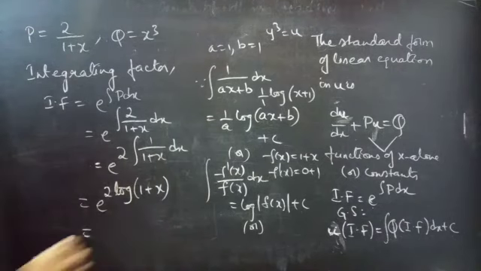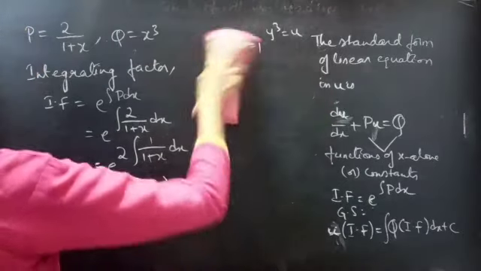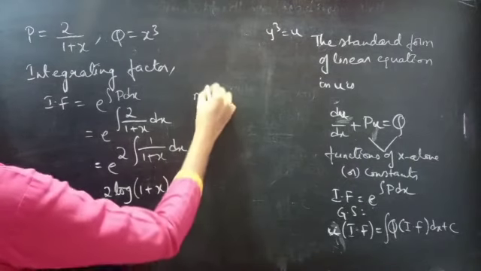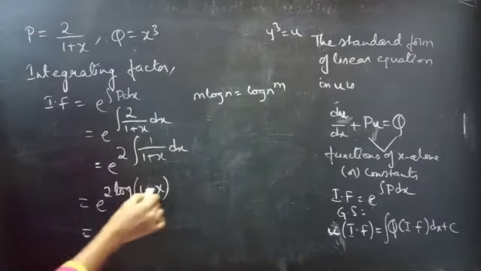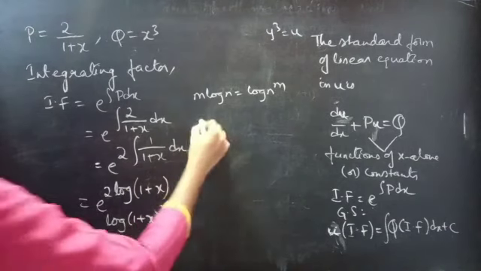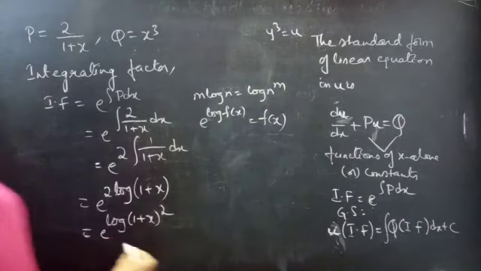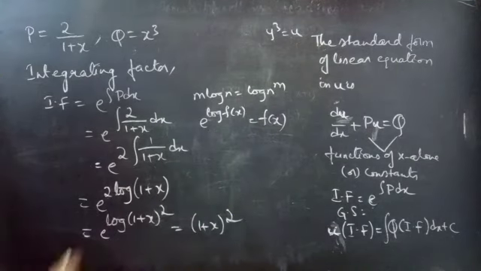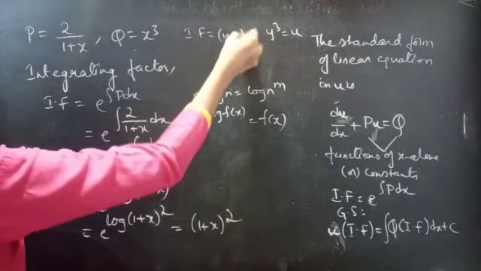So this equals e power 2 log 1 plus x. We know that m log n can be written as log n power m. Then you can write 2 log 1 plus x as log 1 plus x whole square. And since we know that e power log of some function of x equals the function of x, our integrating factor is 1 plus x whole square.